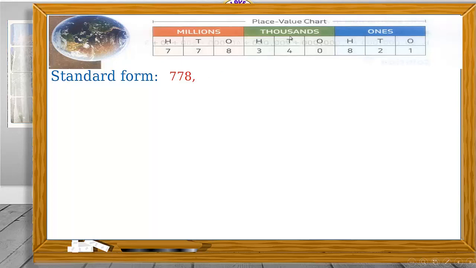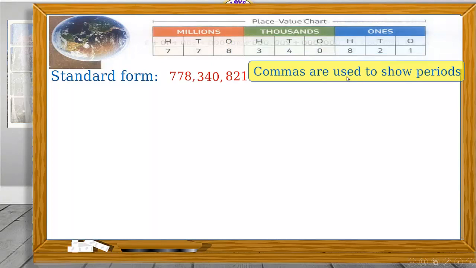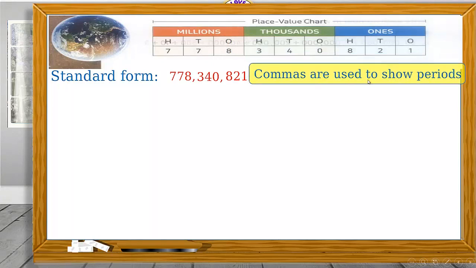Next period, in the thousands place, we have 3, 4, 0. Write all digits and put a comma. Last period, we have 821. 778,340,821. Focus well and put this in your mind. Commas are used to show periods. To know how many periods are in the number, you should see how many commas or how many parts, how many periods.